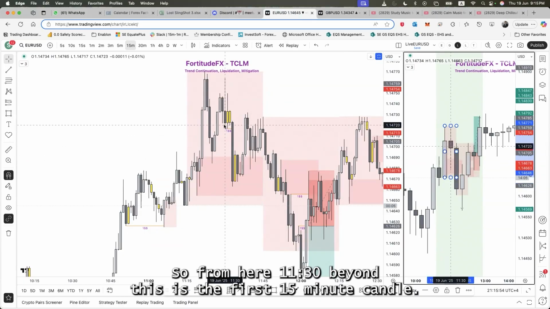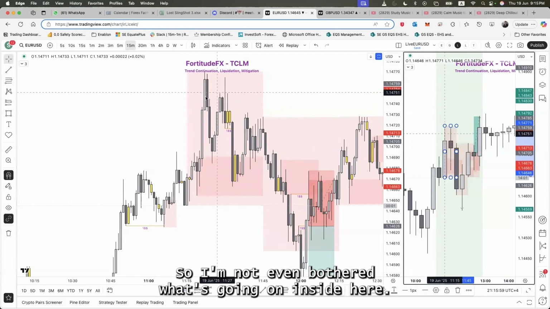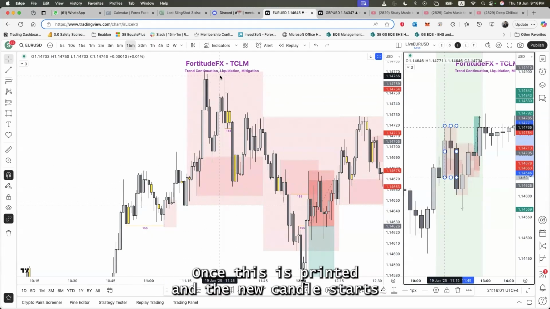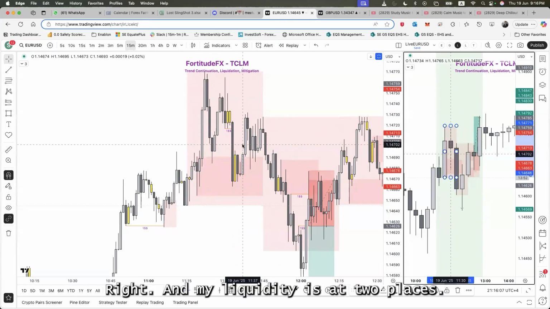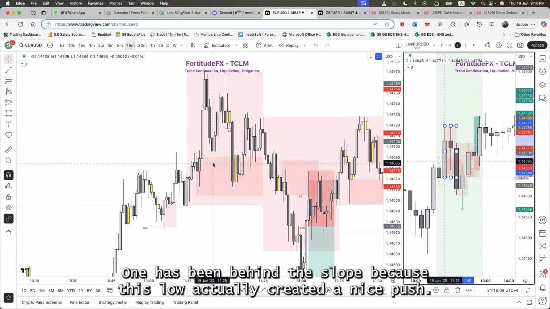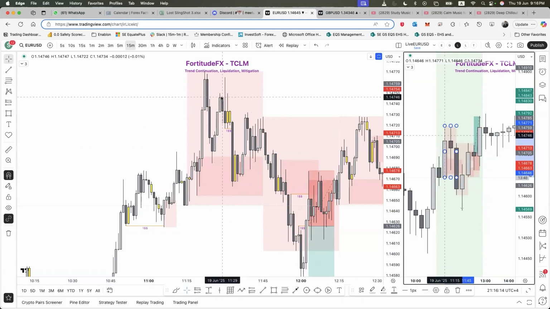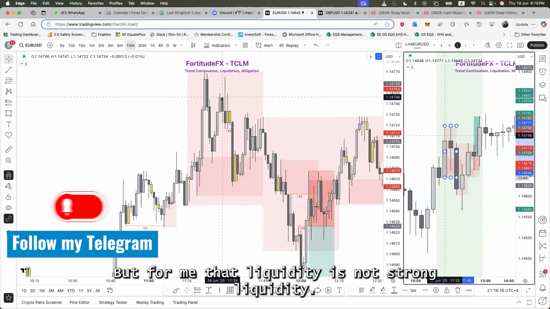So from here, 11:30, beyond this is the first 15-minute candle. So I'm not even bothered what's going on inside here. Once this is printed and the new candle starts printing, then I'm interested in where my liquidity is at this point, right? And my liquidity is at two places. One is behind this low, because this low actually created a nice push. But for me, that liquidity is not strong liquidity.